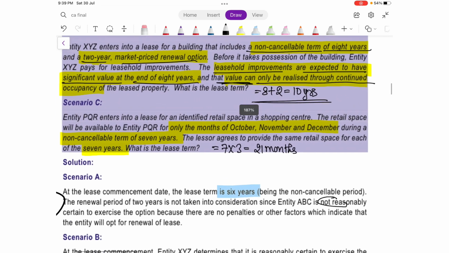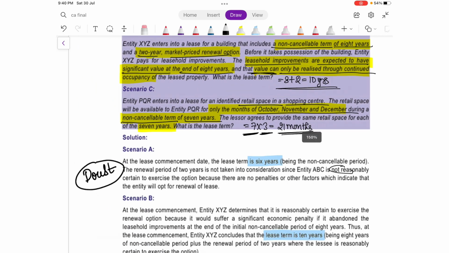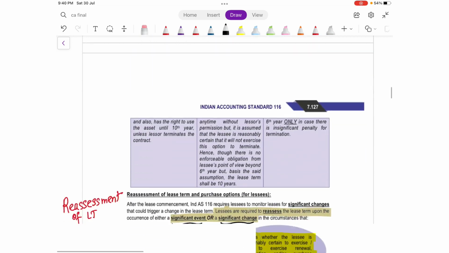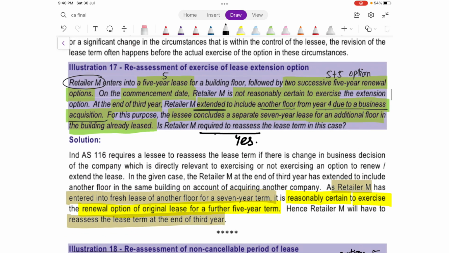In scenario C, what they are saying is there is an entity that only uses the retail space, that is the shopping center which it has taken on lease, for the months of October, November and December. Only for 3 months in a year it uses it, and it has a non-cancellable term of 7 years. So 3 months in a year multiplied by 7 years will be 21 months in total. That will be your lease term. Okay. Now moving on to the next illustration, illustration number 17. So here they are saying retailer M has a 5-year lease and 2 successive 5-year renewal options. So first there is a 5-year lease, and plus another 5-year renewal option.